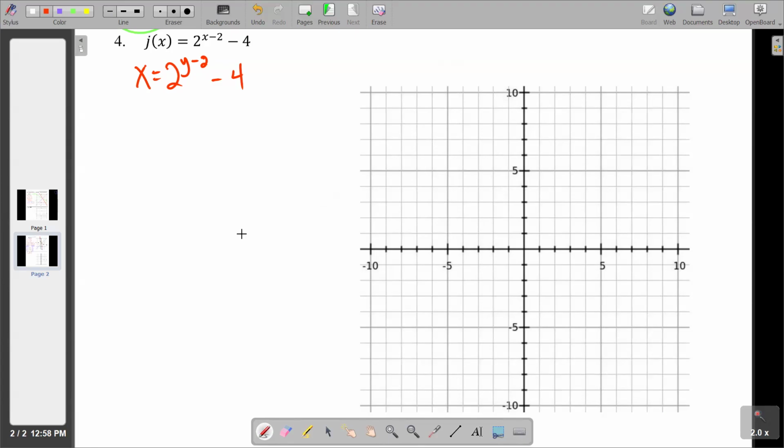We did that on purpose, because it has a domain restriction that I didn't think would be the right thing to talk about today. So that was by design. So here we go. What do we do first? Add 4 to both sides. So we wind up getting x plus 4 equals 2 to the y minus 2. Next.